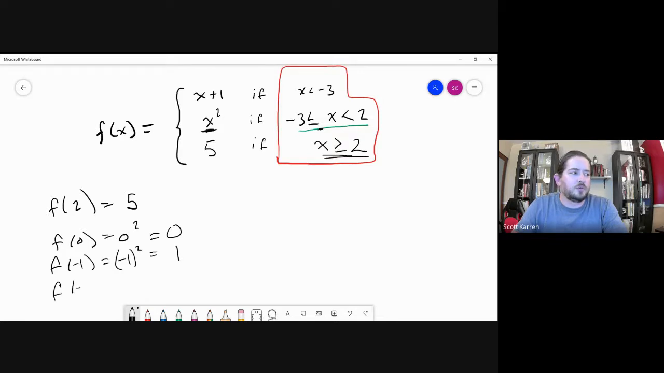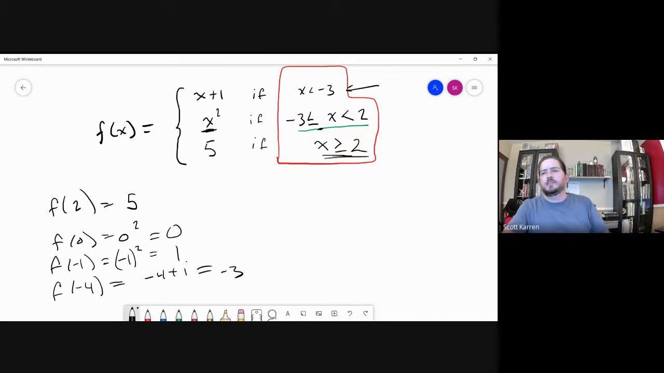F of -4. -4 is the top interval because that -4 is less than -3. And so I plug it into the top. That's -4 plus 1. And so that is -3. So it's a complicated little set of instructions. They're not that complicated, but you do have to watch out for where your x value is valid before you pop it into the function and try to get a value out of it.